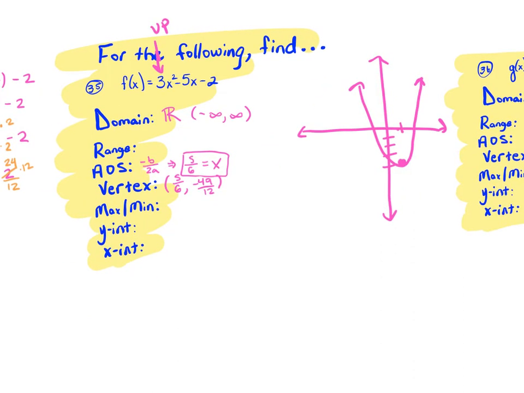Well, back to the domain. When it's always squared, the parabola's domain is always all real numbers. Anytime you have a parabola, the domain is always all real numbers.